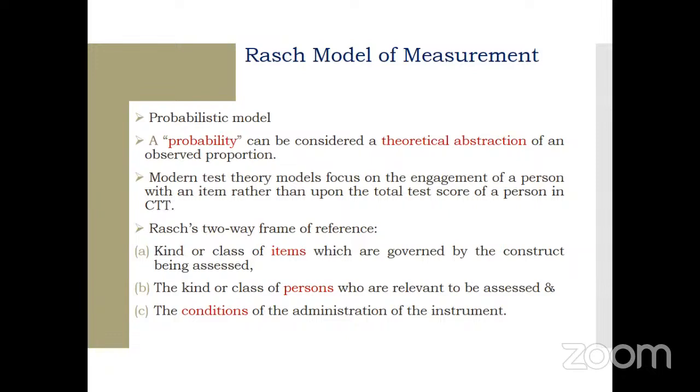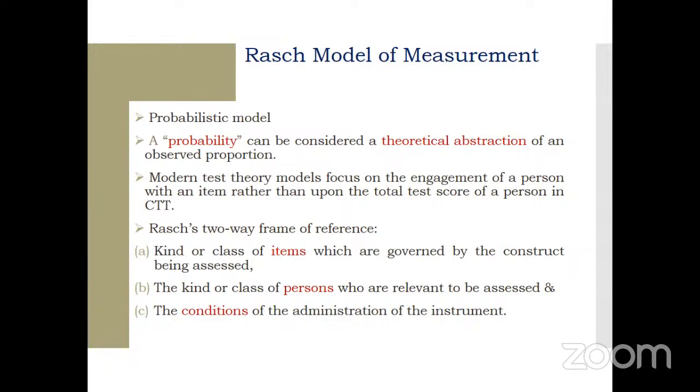So these modern test theory models, meaning the IRT models, focus on the engagement of a person with an item rather than upon the total test score of a person, as in the classical test theory approach, right? In classical test theory, we consider the total score as the representation of a person's trait level. But in IRT models, we focus on the interaction between the person and the item rather than the total score of the person.